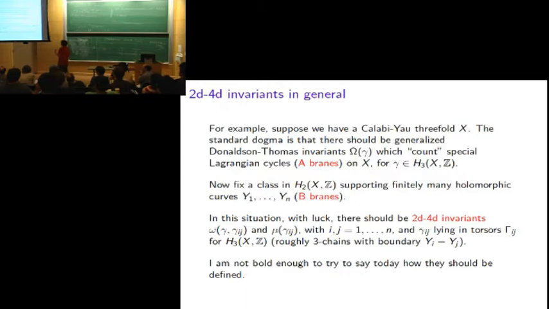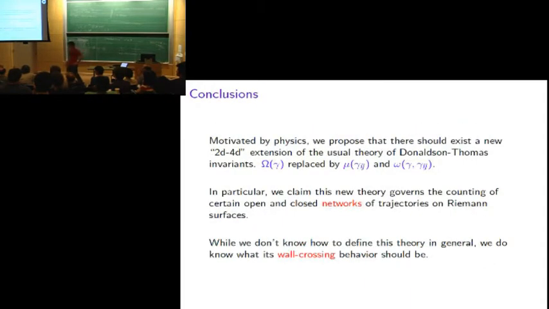So in that situation, with any luck, there should be a 2D40 version of these invariants, omega of gamma_ij and mu of gamma_ij, where i and j go from 1 to n, and the gamma_ij's are lying in some torsors for the third homology. That's the general story. But here I can tell you what gamma_ij should be. There are 3-chains whose boundary is y_i minus y_j. So before we were counting closed special Lagrangians, and now we're doing something that's characterized by a 3-chain interpolating between 2 holomorphic curves. I'm not going to risk trying to say today how they should be defined. And that's it. So that's the conclusion.